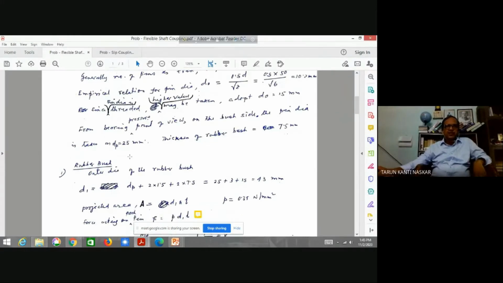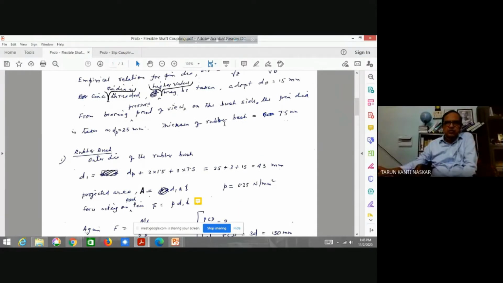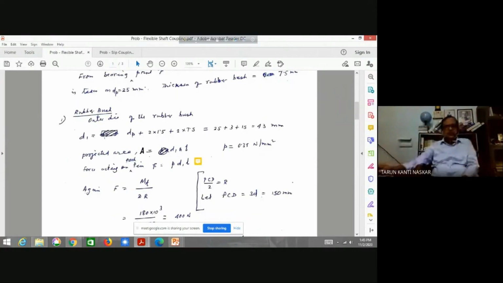Now for bearing pressure. For bearing pressure of the bush, that diameter should be higher, and let us take dp equal to 25 millimeter. The thickness of rubber bush available in the market is 7.5 millimeter. Now the outer diameter of the rubber bush is D1. D1 is equal to dp, adopted as 25 millimeter, plus 2 into the thickness of the metal ring, that is 2 into 1.5 millimeter, plus 2 into 7.5 millimeter for the rubber bush. So D1 is 43 millimeter.